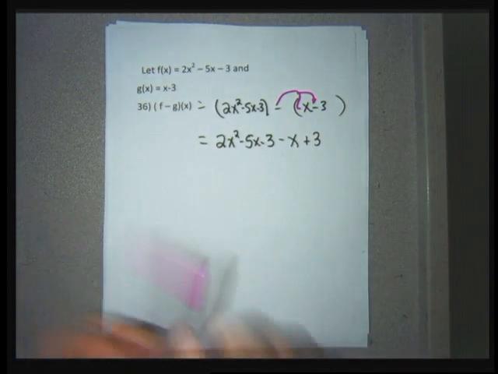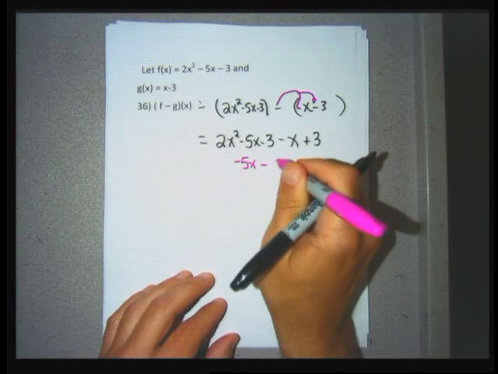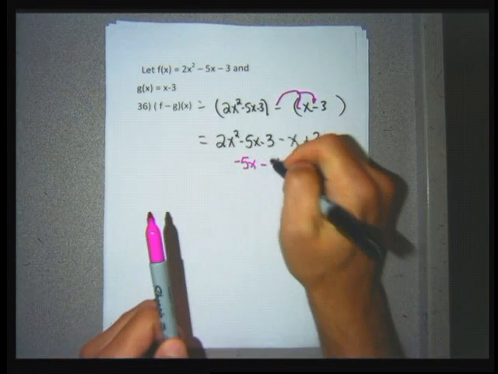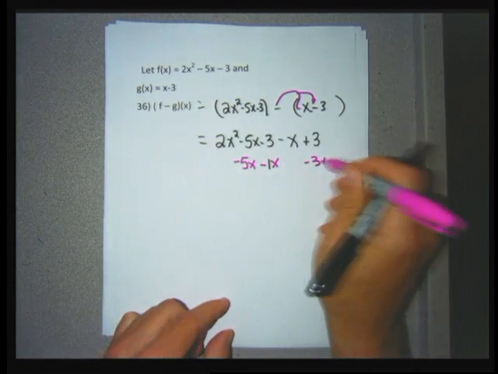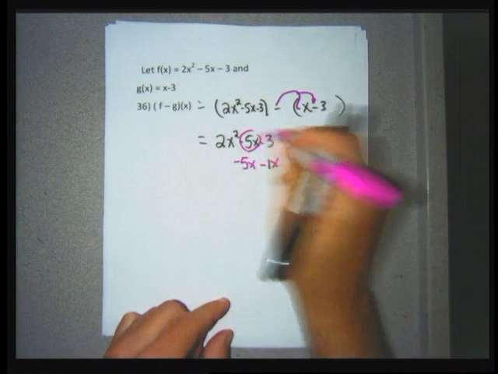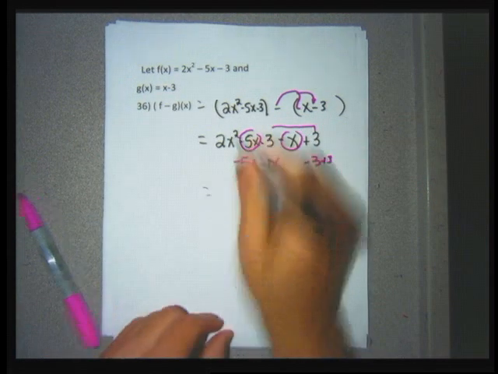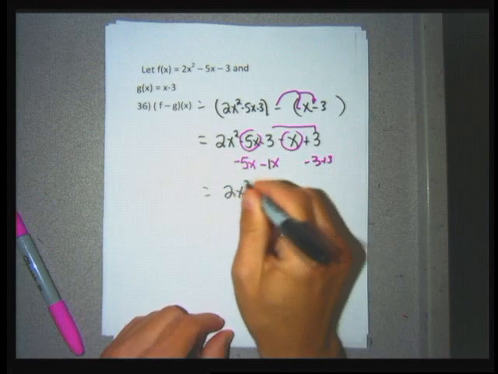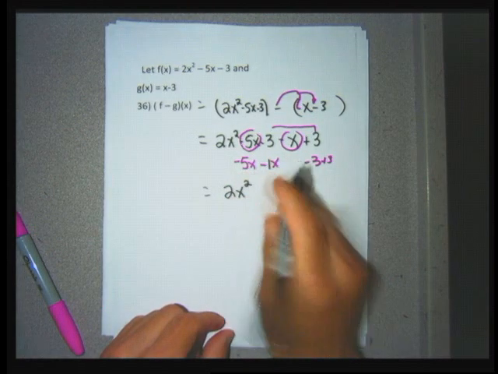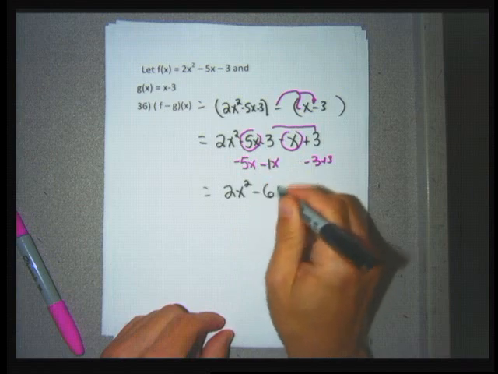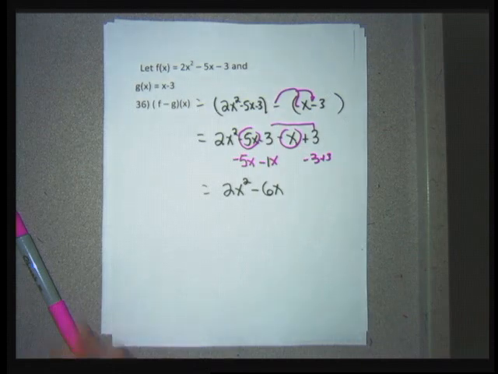Now I'm going to combine like terms. The like terms are going to be the minus 5x and the minus x. That minus x I can think of as a minus 1x. And then the minus 3 and the plus 3. So I look for like terms. The 2x squared is going to remain 2x squared. The minus 5x and minus 1x, because both the numbers in front of the x's are negative, I'm going to add those and keep them negative and get a minus 6x. And the minus 3 plus 3 are going to cancel.